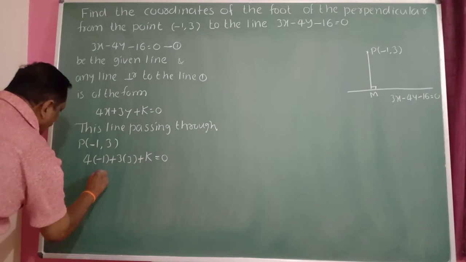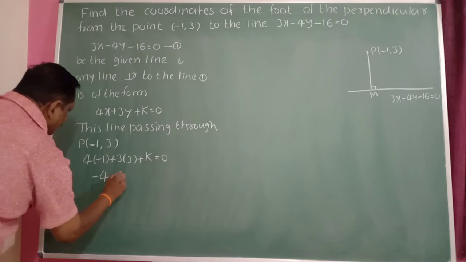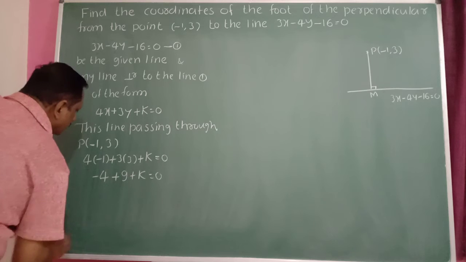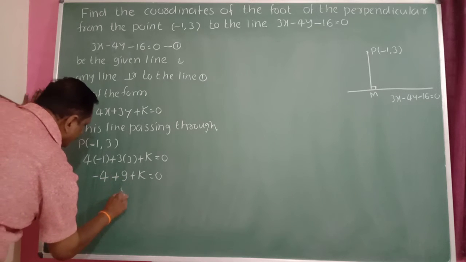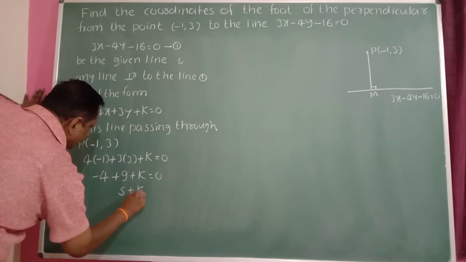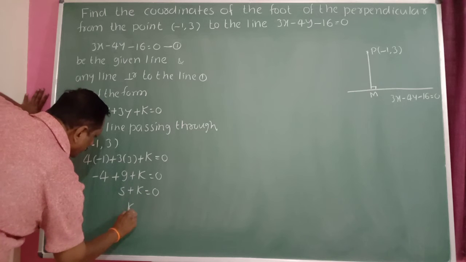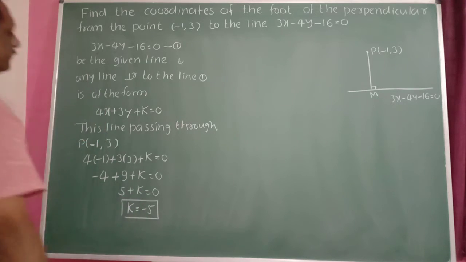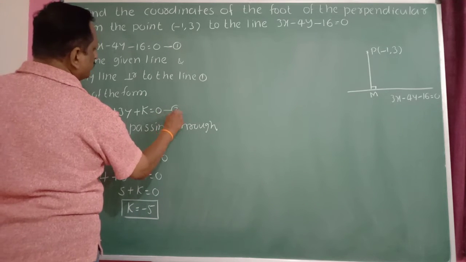4 ones are 4, here minus 4. 3 threes are 9, plus k is equal to 0. 9 minus 4 becomes 5. 5 plus k is equal to 0. Yes, k is equal to what here? Minus 5. Put k is equal to minus 5 in equation 2 here.